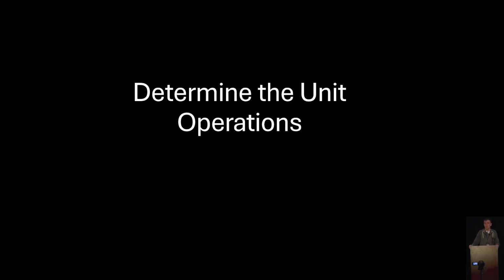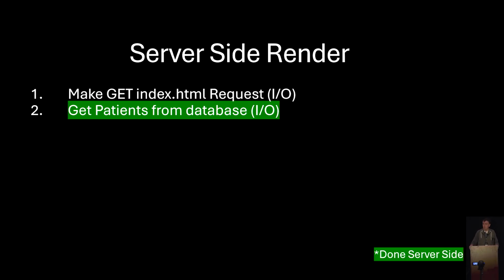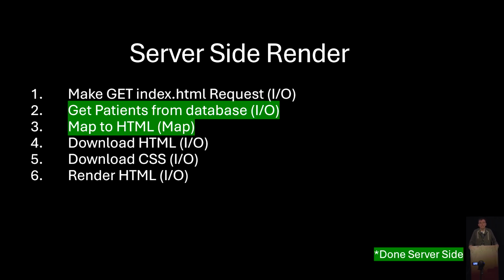So let's do the first step, which is determine those unit operations. For our server-side rendering case, we are going to first try to get the index.html page, which will cause our server to start fetching patients from the database. So this is on the server side. We're going to map the data from the database into HTML. The client will then start downloading the HTML from that server. It will then start to download the CSS from that server. And then finally, the client can render the page. So those are the operations.